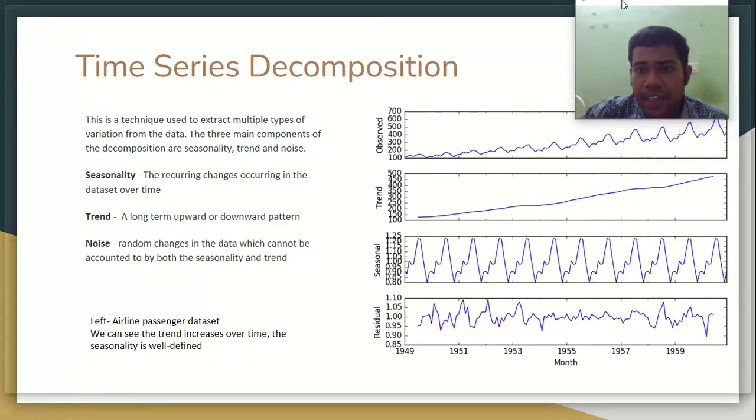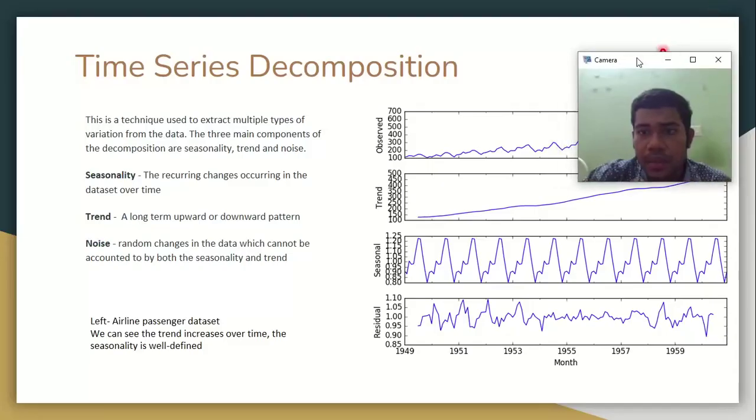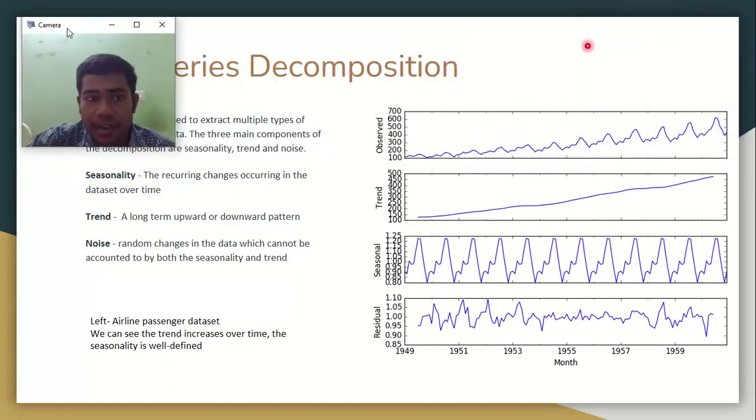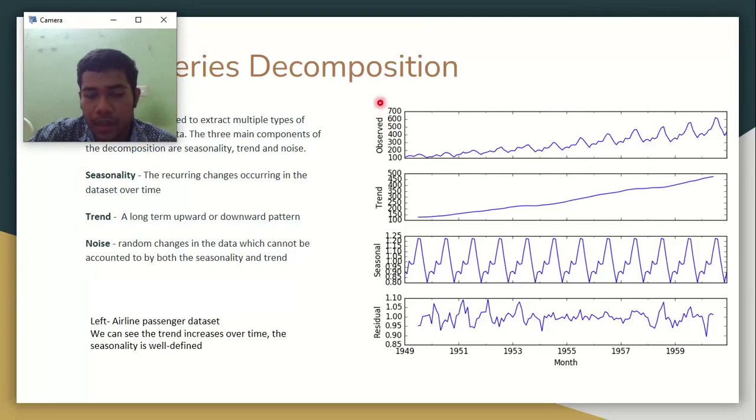So every time series problem can be decomposed into several components. This is a technique which is used to extract multiple types of variations from the data. So the three different components of time series data are seasonality, trend, and noise. So let's have a look at the time series on the right over here, and we can see that it is continuously increasing with time, and it has some kind of repetition. So here we decompose it into three components: seasonality, trend, and noise.